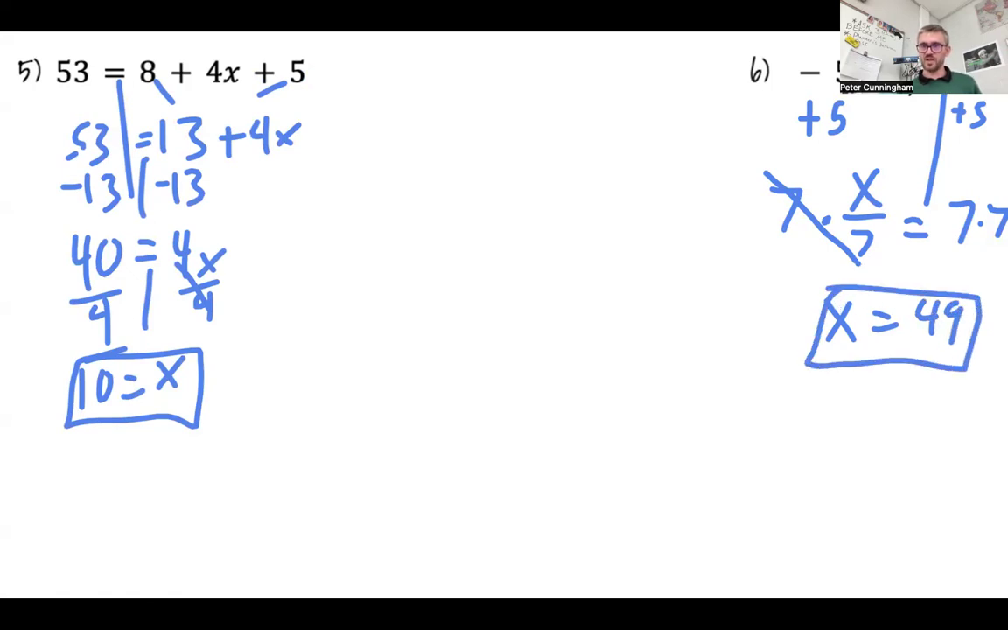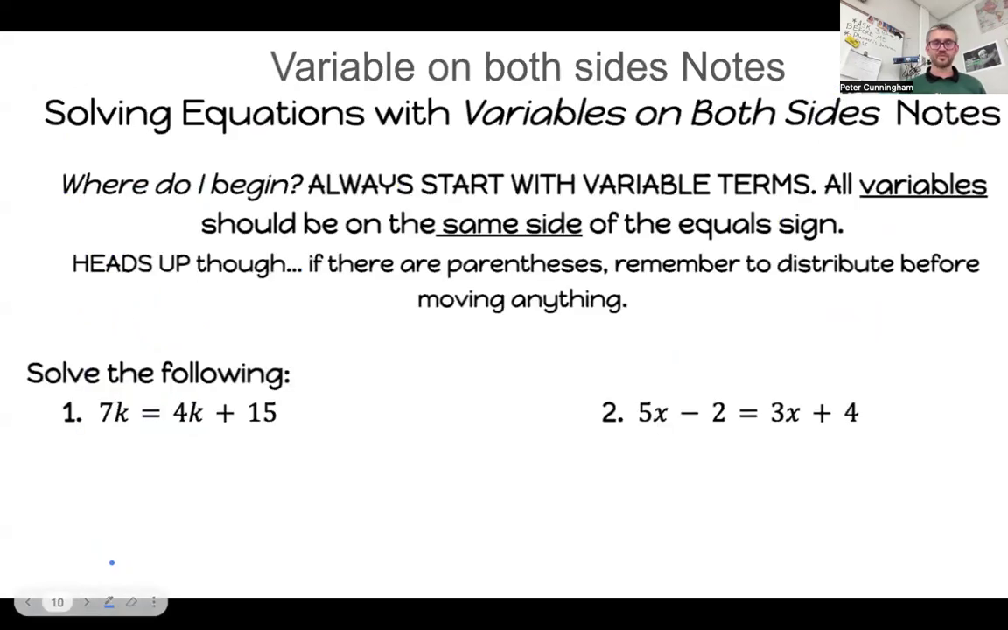Those ones are tougher. Plug it back in. 49 divided by 7 is 7. -5 plus 7 would be 2. So you can always double check your work.